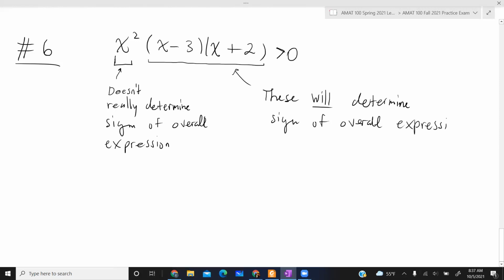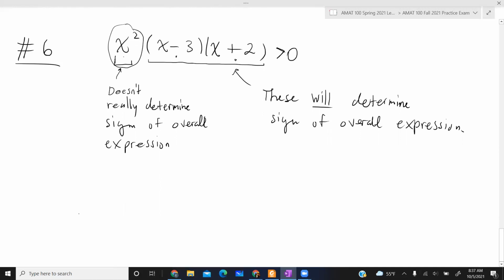Kind of sloppy, sorry. So when we construct our sign table, we don't need to have 3 rows, one for this, and one for this. We only need these 2 pieces right here. This one won't matter a whole lot. It won't affect the sign.